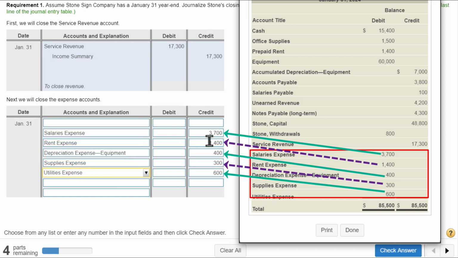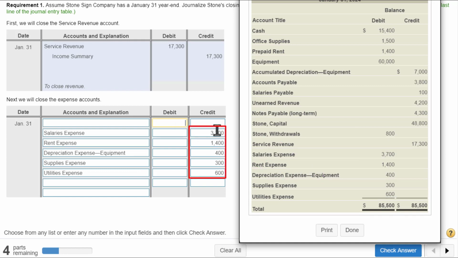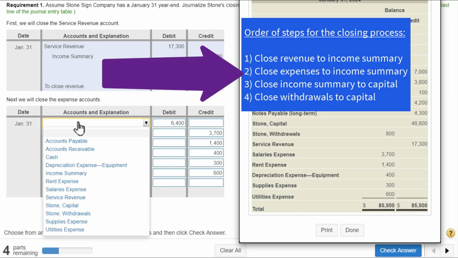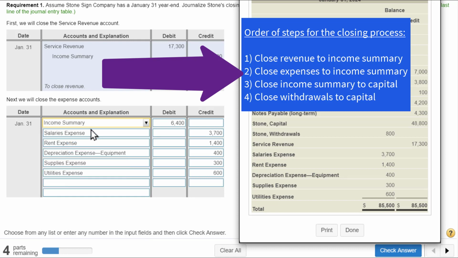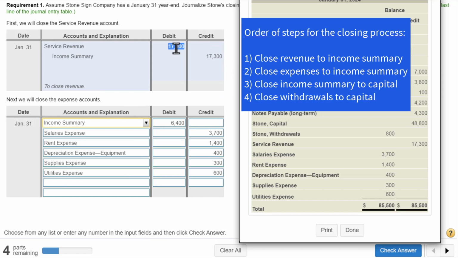All right. Now notice, obviously, debits, which is nothing so far, don't equal our credits. So what we need to do is add up 3,700 plus 1,400 plus 400 plus 300 plus 600, and then put that in as a debit to make this balance. And it turns out that when you add those up, you get 6,400. And where do we close our expenses to? They get closed to income summary, because remember, income summary is summarizing net income. And what is net income? It's revenues, right up here, and expenses, right over here.